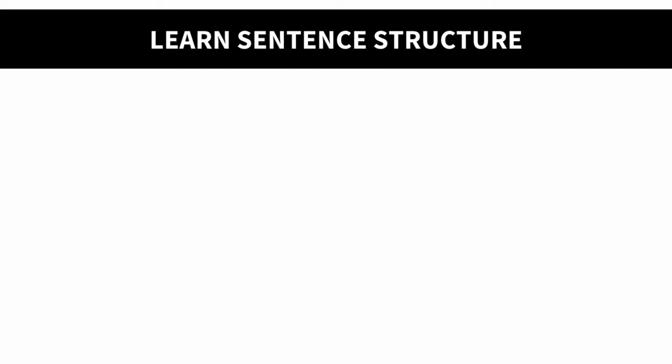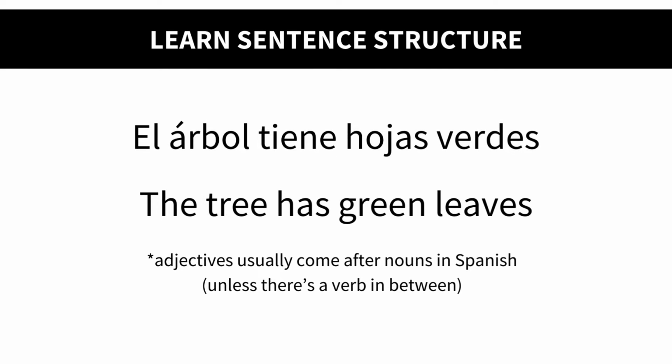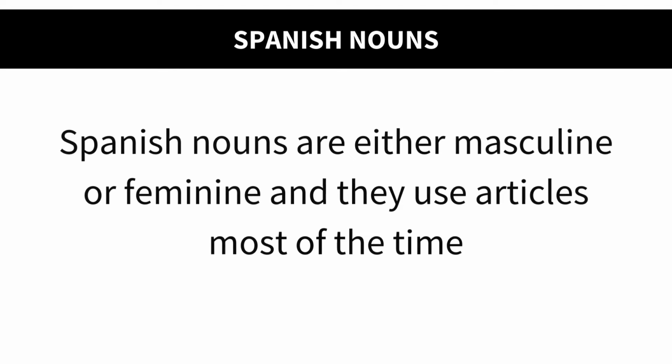You can also see the sentence structures. Spanish is more flexible than English, but sometimes the structures are very similar. El árbol, the tree, the subject. Tiene, the verb, has. Hojas verdes, green leaves. That's the complement. Remember that in Spanish, we have to use a sort of article with all of the nouns, and they're either masculine or feminine.